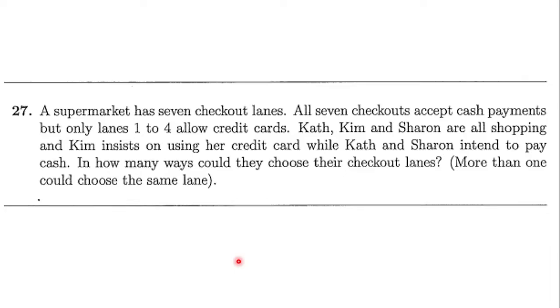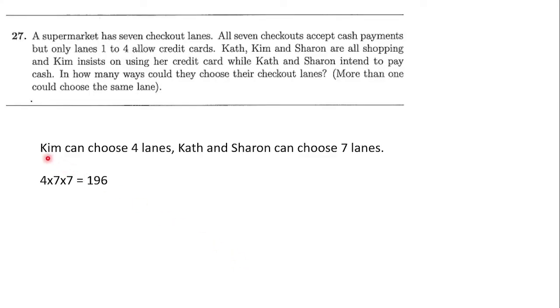So that makes it easy. Kim can choose 4 lanes, and Kath and Sharon can choose 7, and since order doesn't matter, we just do 4 times 7 times 7, giving us 196.